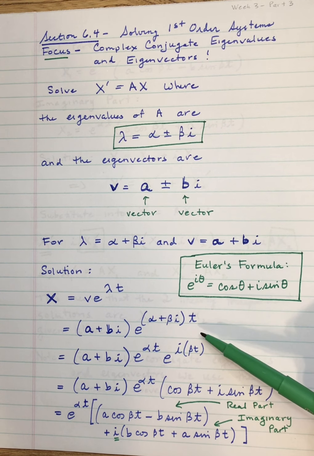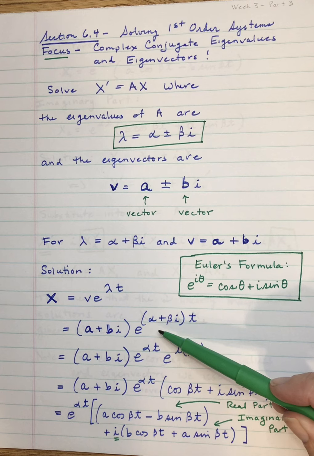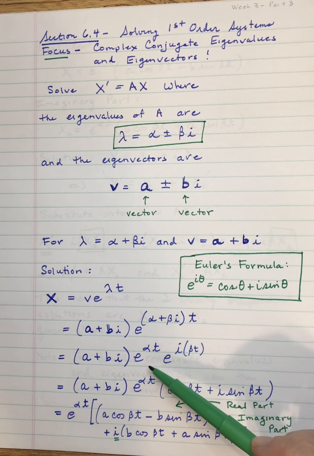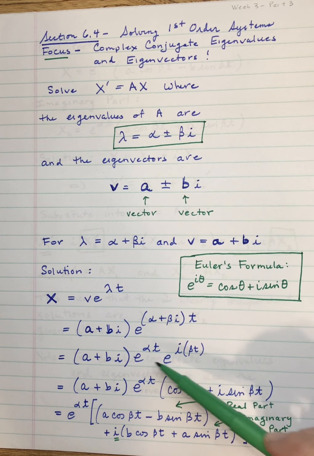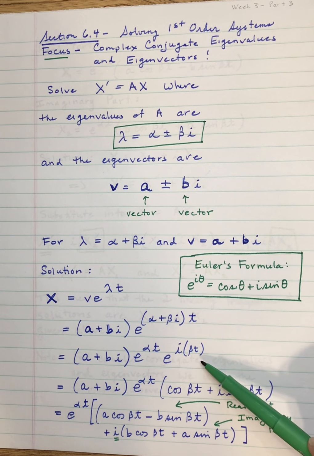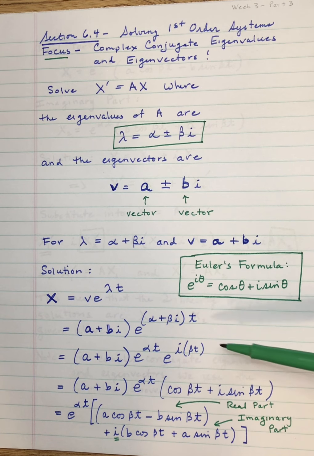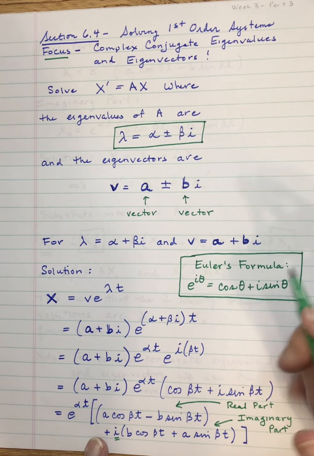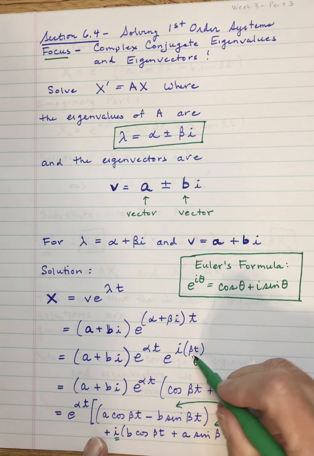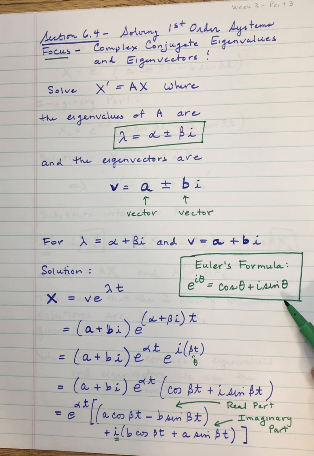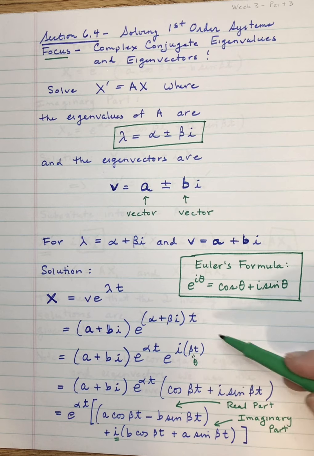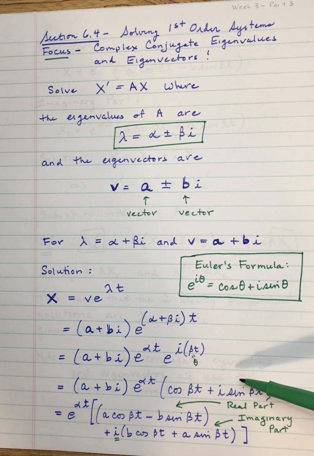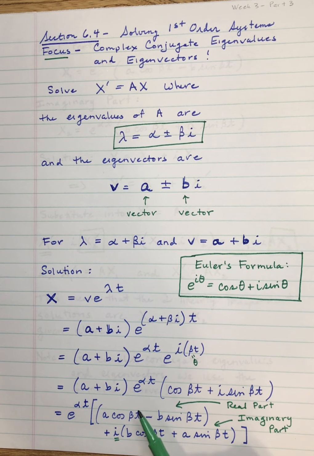So here we just simplify e to the alpha plus beta i times t. We rewrite that as e to the alpha t times e to the i times beta t. And here, this is our theta for using Euler's formula. So we rewrite this expression as cosine beta t plus i times the sine of beta t. At this point, we just factor out the e to the alpha t.